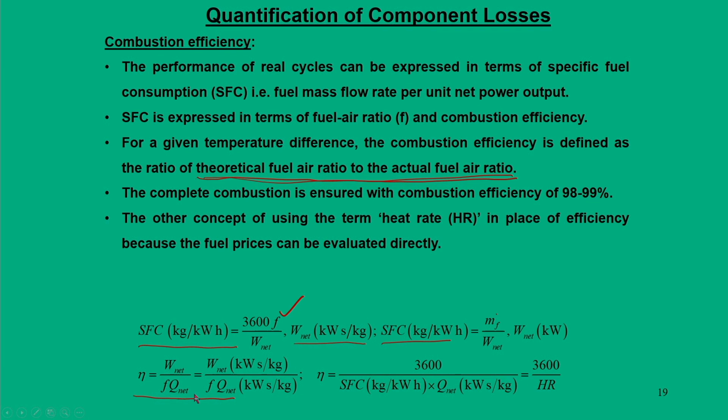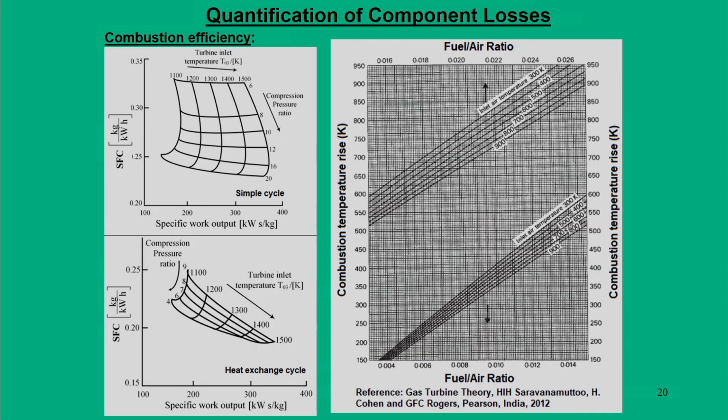In gas turbine engines, instead of efficiency, they use another concept called heat rate. We can relate heat rate and efficiency: efficiency is equal to 3600 by heat rate, because heat rate is nothing but SFC multiplied by Q net. So, that is the standard way of representation of combustion efficiency.